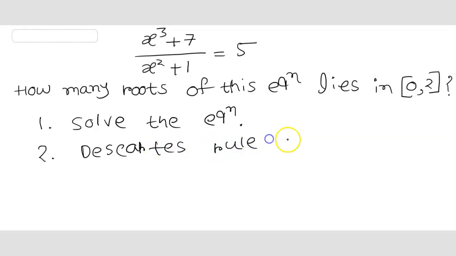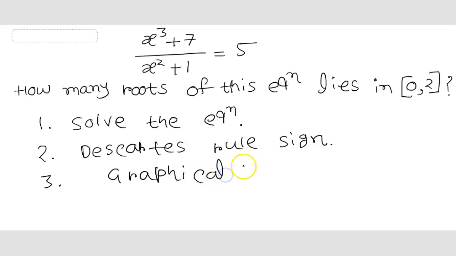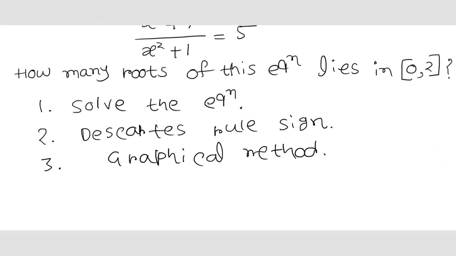We will make a video on Descartes' rule of signs and its application. But when Descartes' rule of signs fails, there is another good method which we call the graphical method. And sometimes it is very useful to use the graphical method to solve the question very fast and easily.